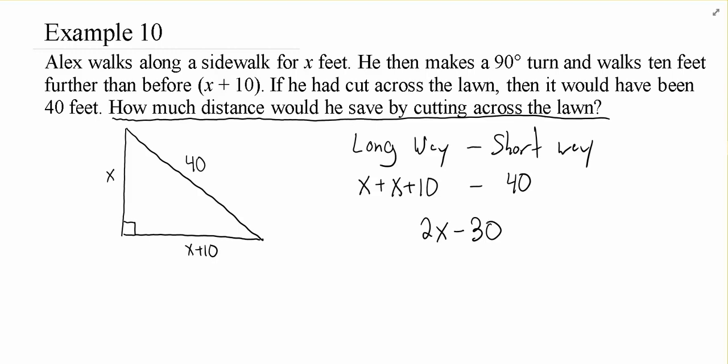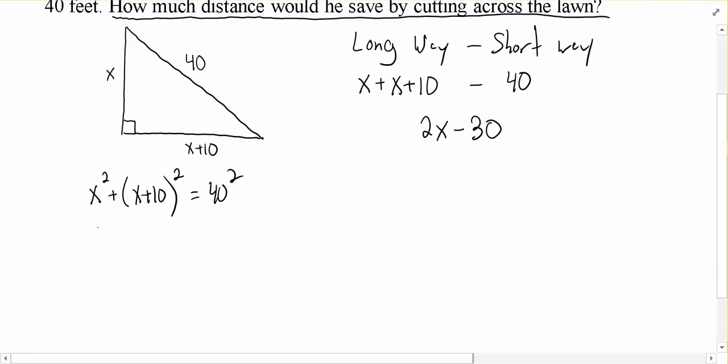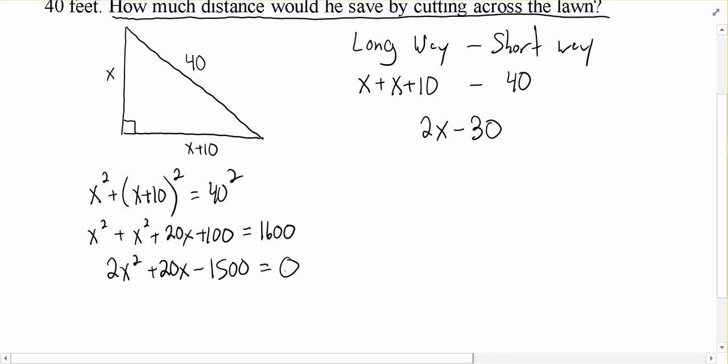So I know that this is the actual answer to my question, but I need to figure out what x is. To solve for x, I can take that right triangle over there and use the Pythagorean theorem, where I have x squared plus x plus 10 squared equals 40 squared. So that I have x squared plus x squared plus 20x plus 100, once I square that out, equals 1600. Or 2x squared plus 20x minus 1500 equals 0.